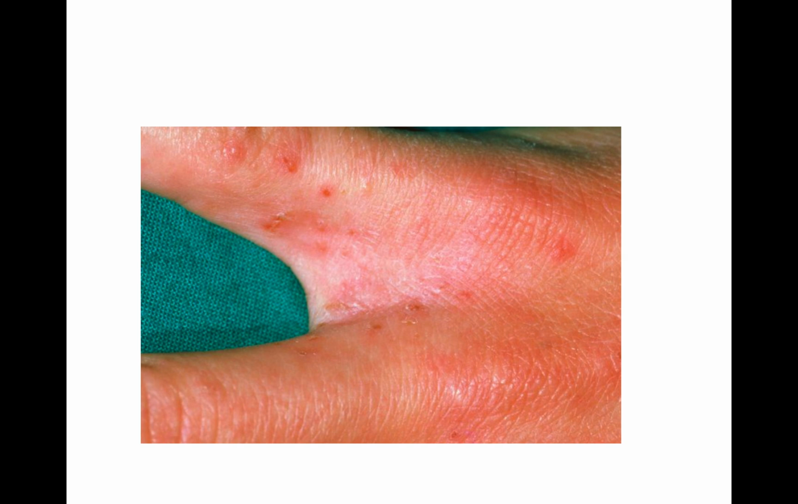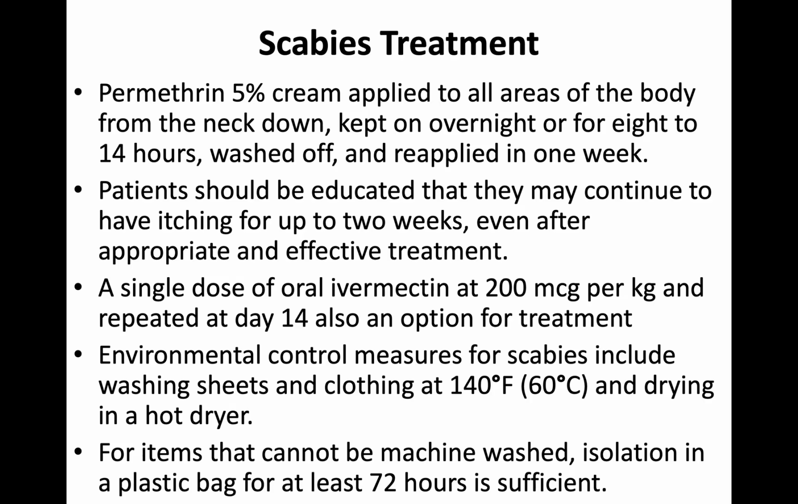This is what it can look like, let's say between the fingers. It can have this linear appearance as the little mite burrows through. The treatment's pretty simple. They use permethrin cream. It's applied to all areas of the body and kept on for a minimum of 8 hours.